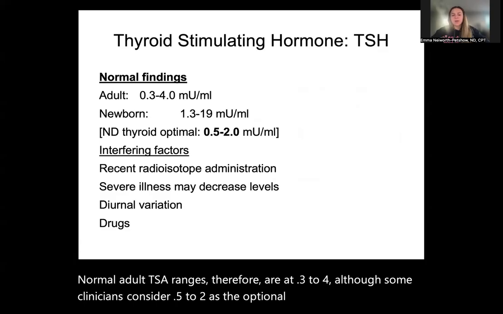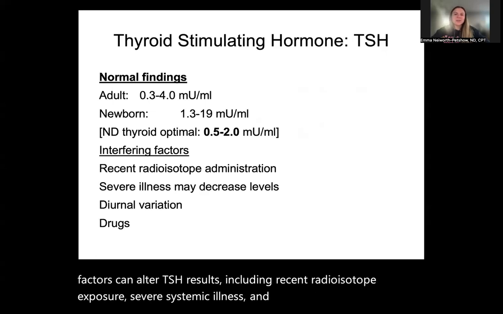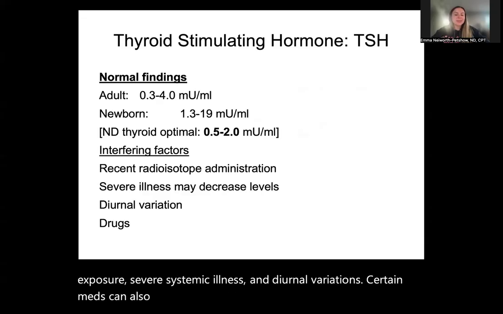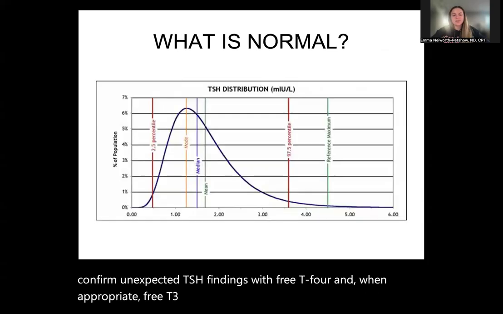Many factors can alter TSH results, including recent radioisotope exposure, severe systemic illness, and diurnal variations. Certain meds can also interfere with pituitary thyroid signaling. Always confirm unexpected TSH findings with free T4 and, when appropriate, free T3 to avoid any misinterpretation.